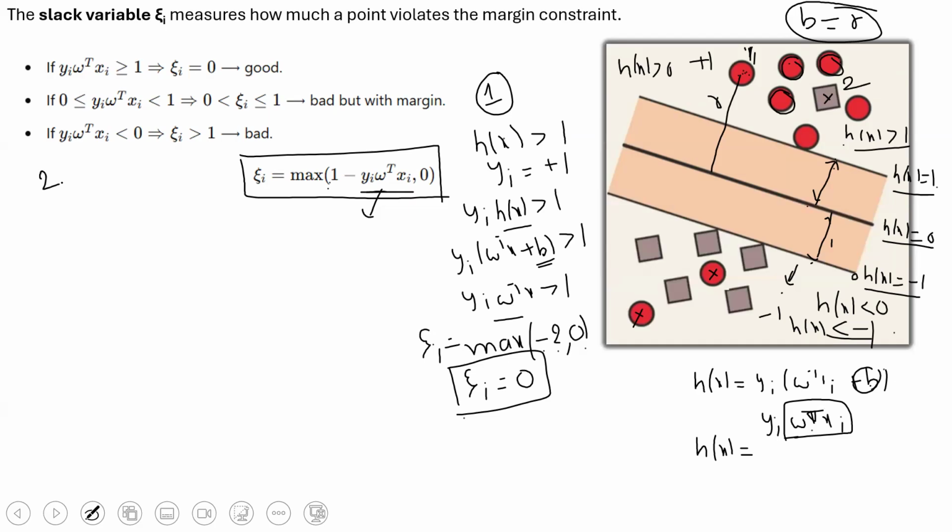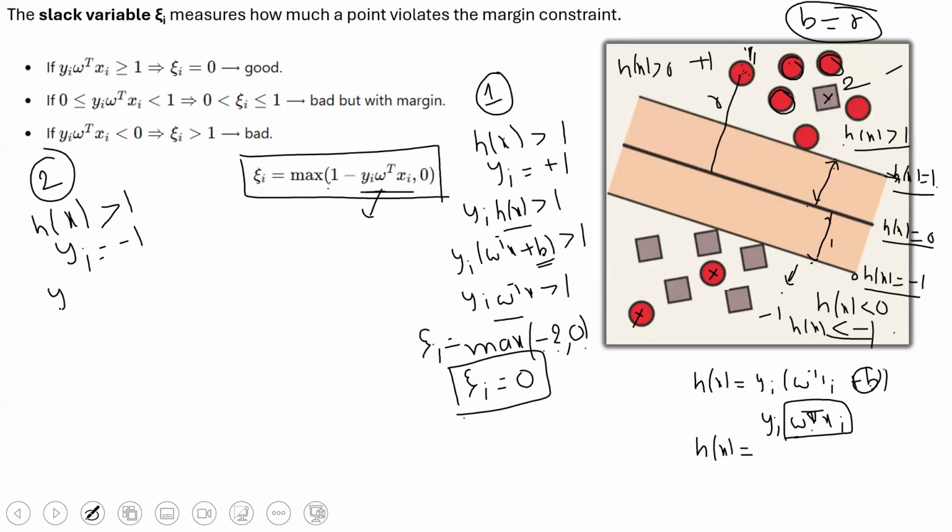For point 2, h of x is greater than 1, right? Because any point above this particular line parallel to the hyperplane will have h of x greater than 1. But yi for that particular class is minus 1, because red dots have class plus 1 and these gray squares have class minus 1.